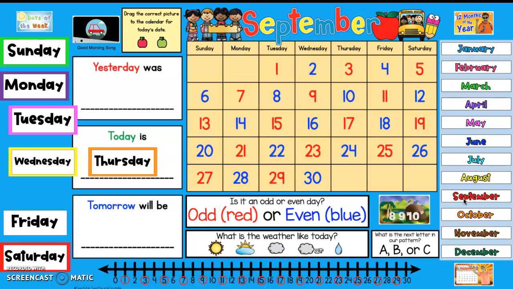All right, let's take a look at our calendar. So let's look at the days of the week. Which day do you think today is? So remember our song: days of the week, days of the week. There's Sunday and there's Monday. There's Tuesday and there's Wednesday. What's this one? Thursday. If you said Thursday, give yourself a kiss on the brain. Mwah, you're so smart. Today is Thursday.